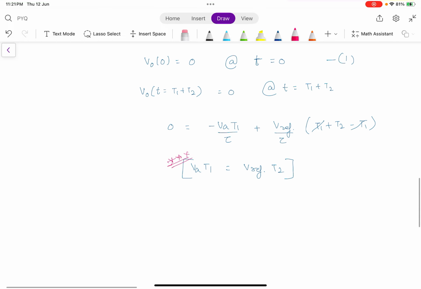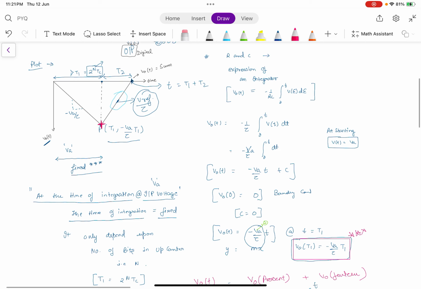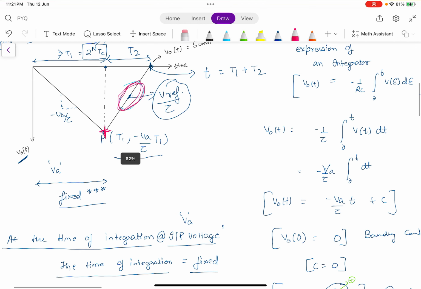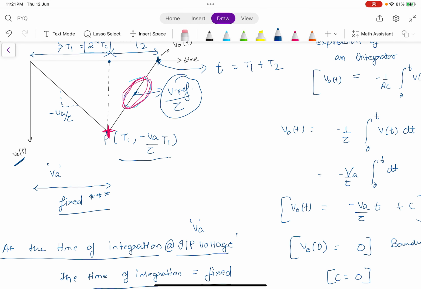You can also find this equation by one more method. I will tell you to find what will be the slope of this. Please be focused, the slope of this is written as V reference over tau, which is equal to change in y over change in x. What is the change in y value? Change in y is minus VA t1 over tau, and change in x is t2.